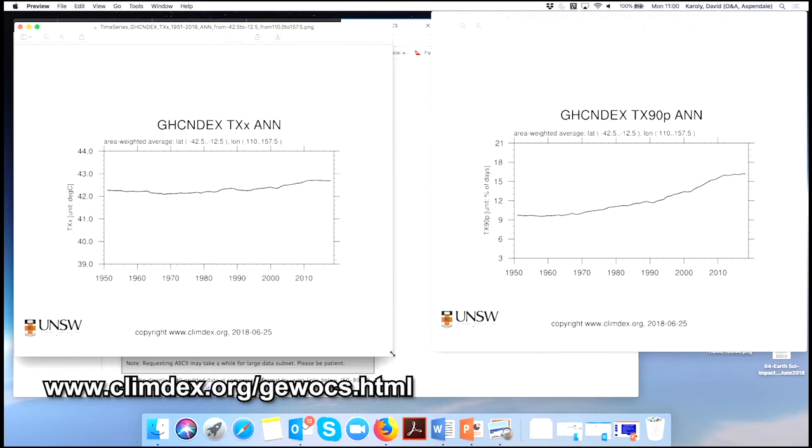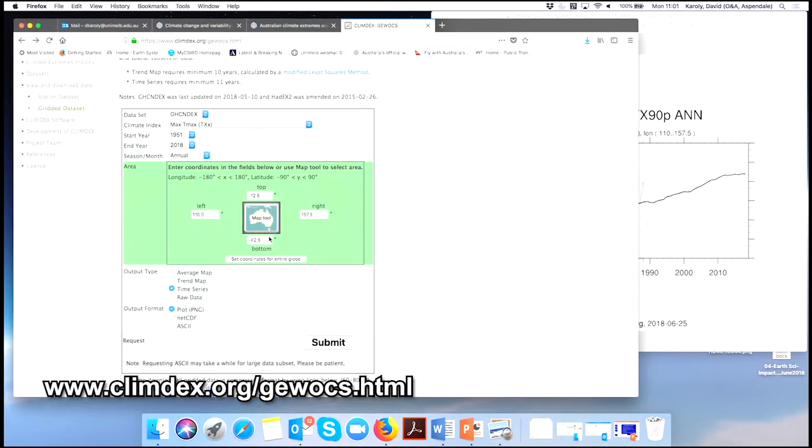There are lots and lots of other extremes. Who's got a favourite extreme index that they want me to plot? Either from the Bureau or the observational ClimdEX website. No East Coast lows, bad luck. Sure. We can compare RX1day and RX5day. Do you want Bureau or ClimdEX? Okay.